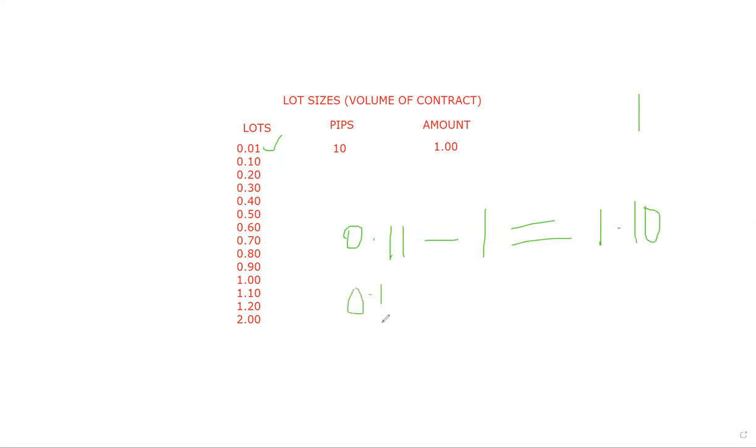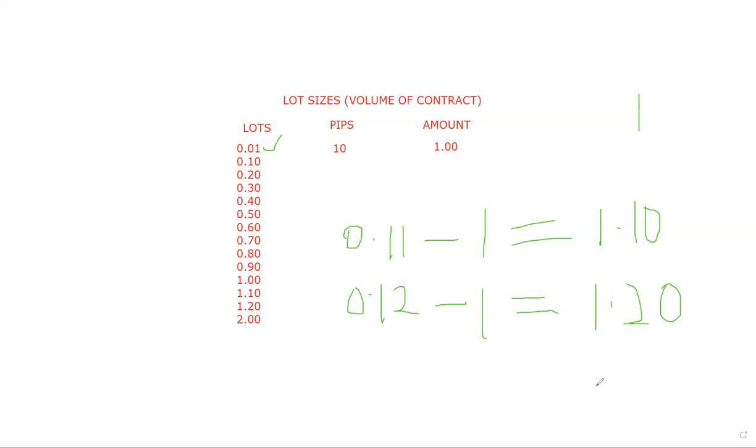0.12, 1 pip will be equal to what? $1.20. 0.13, 1 pip is going to be $1.30. 0.14, 1 pip is going to be $1.40. 0.15, 1 pip will be equal to $1.50, right?